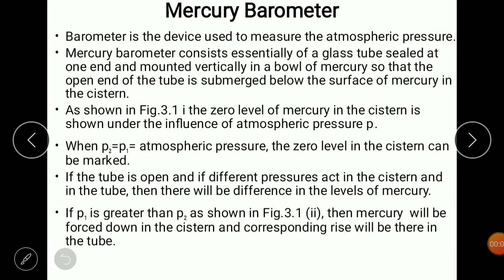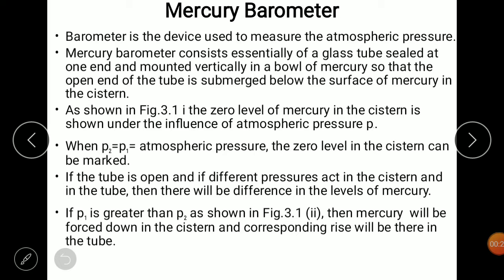Hello friends, now we study the mercury barometer. This is nothing but a device used for measuring pressure. It is the very first device that was used for measuring pressure. Now what is it? It consists of a barometer.